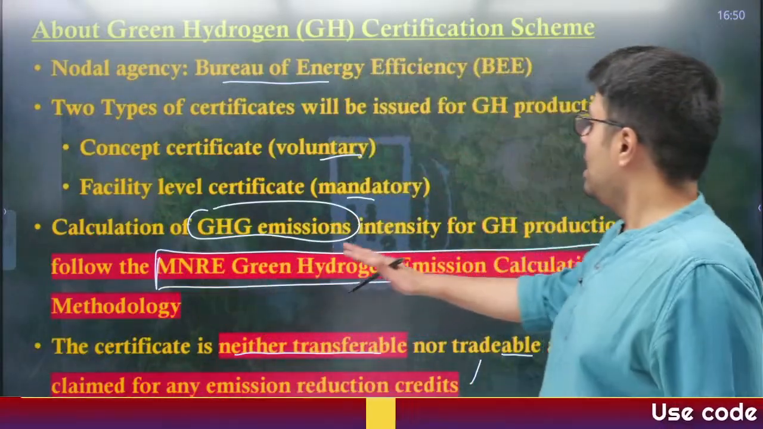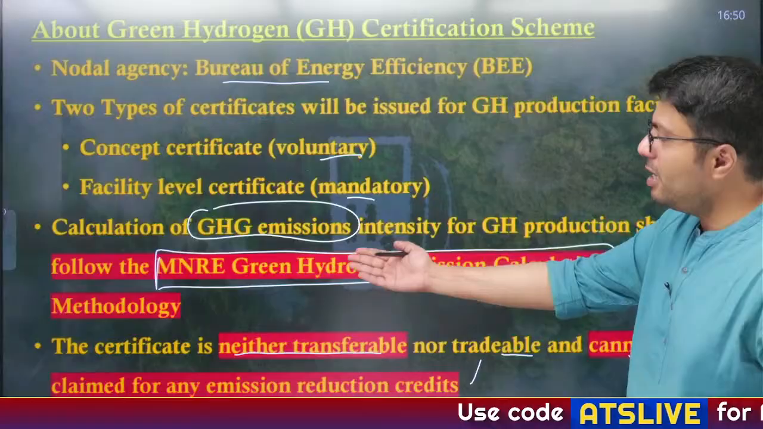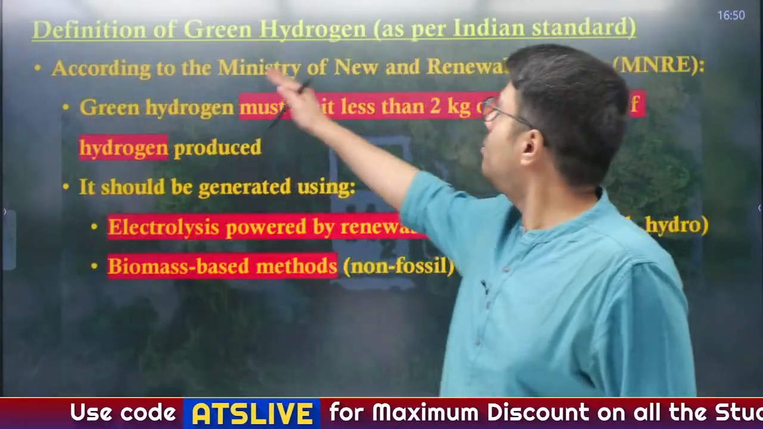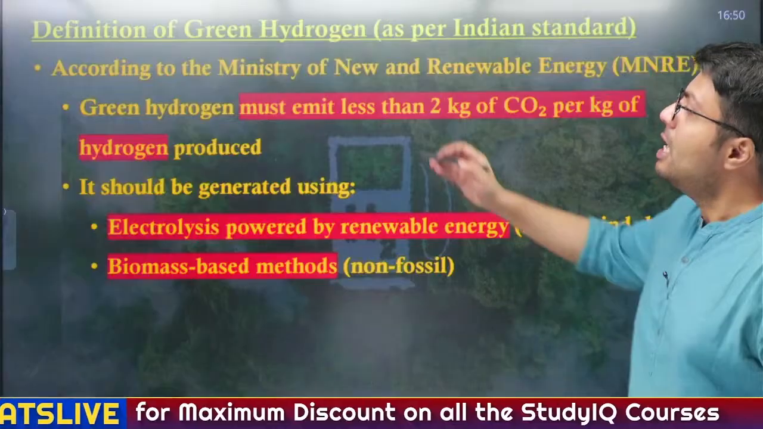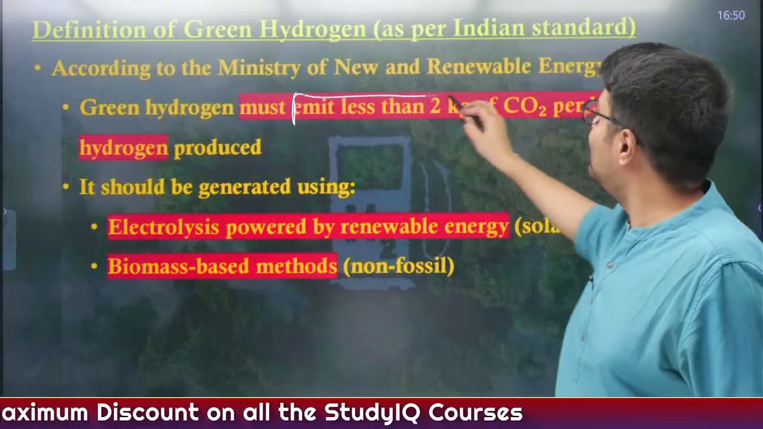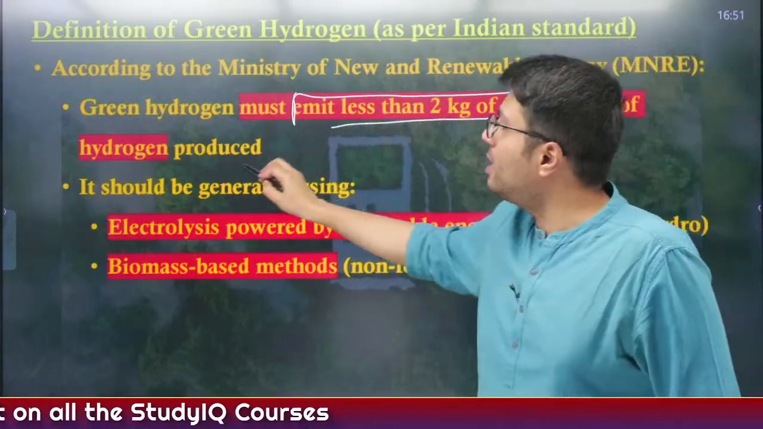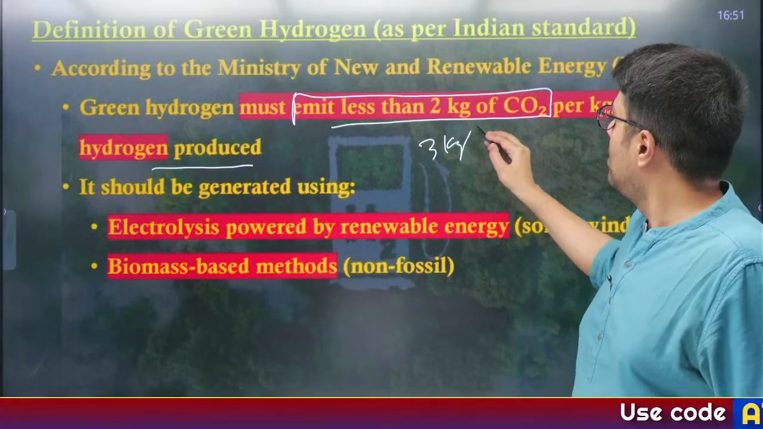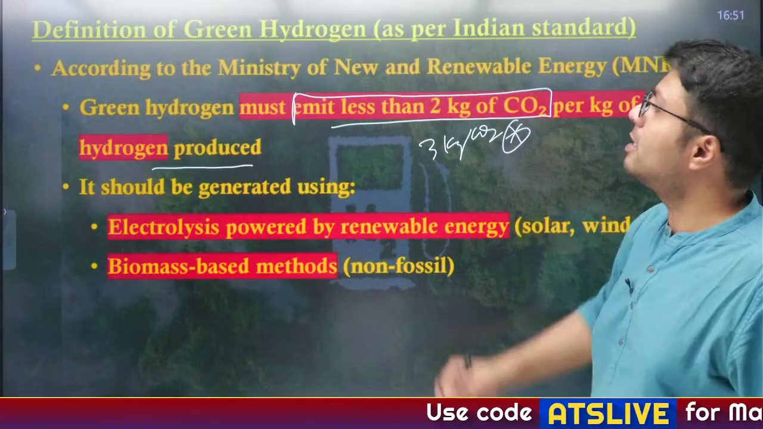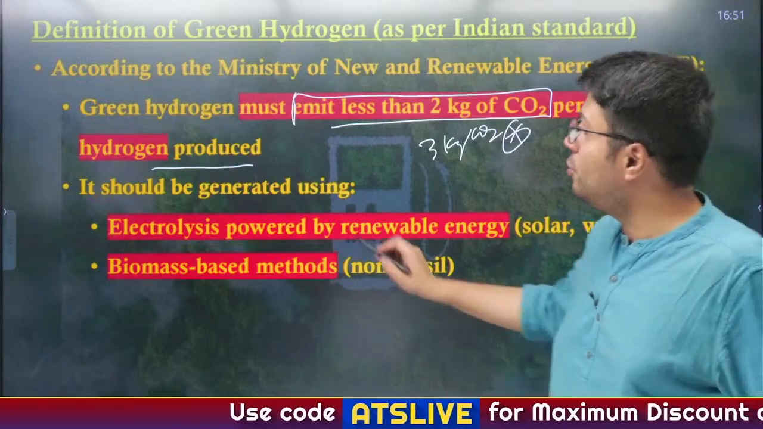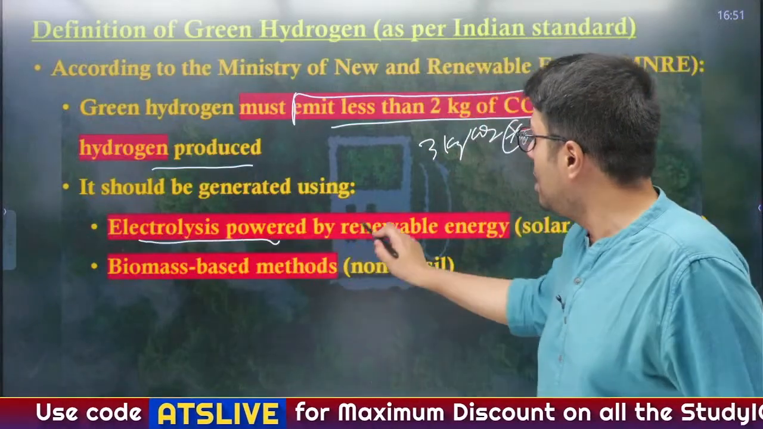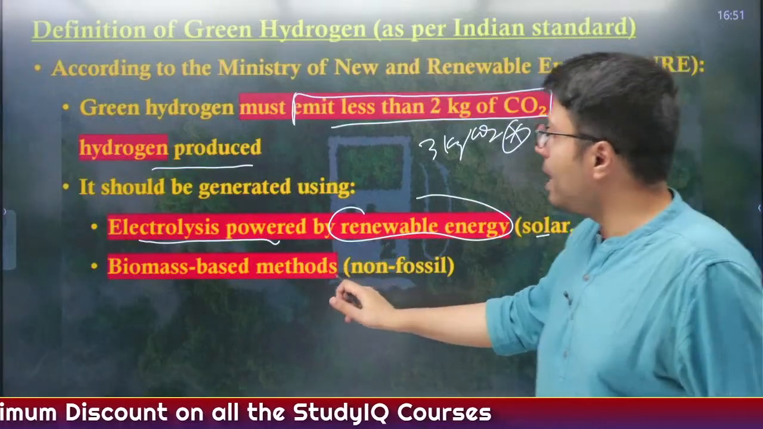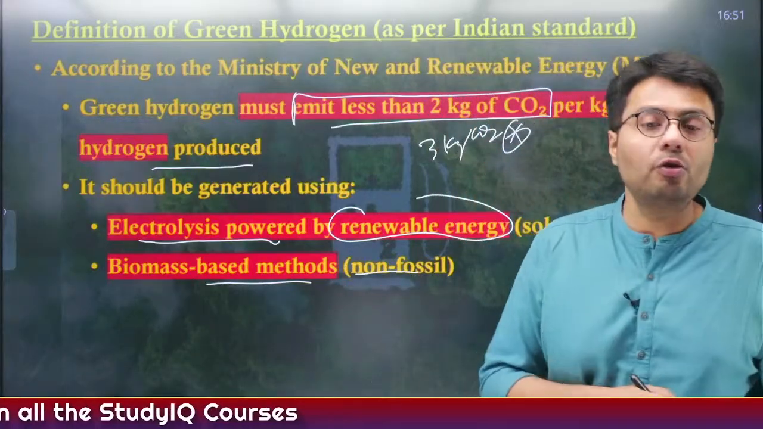Now, what is the Ministry of New and Renewable Energy green hydrogen emission calculation? Let us find that out. According to the Ministry of New and Renewable Energy, green hydrogen must emit less than 2 kilograms of CO2 per kilogram of hydrogen produced. So, if it is emitting 3 kilograms of CO2, that won't be called green hydrogen. And this green hydrogen should be generated using electrolysis powered by renewable energy like solar, wind, hydro, and with biomass based methods which are not based on fossil fuels.